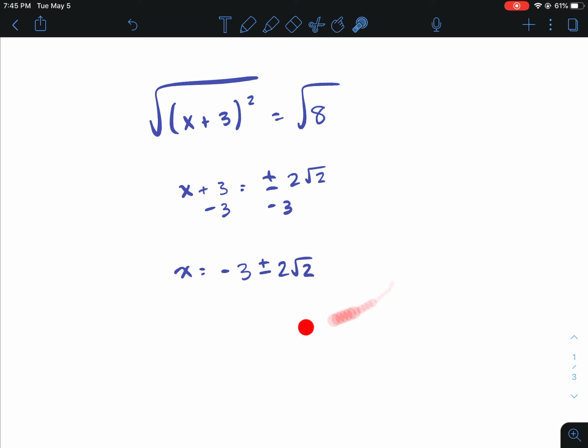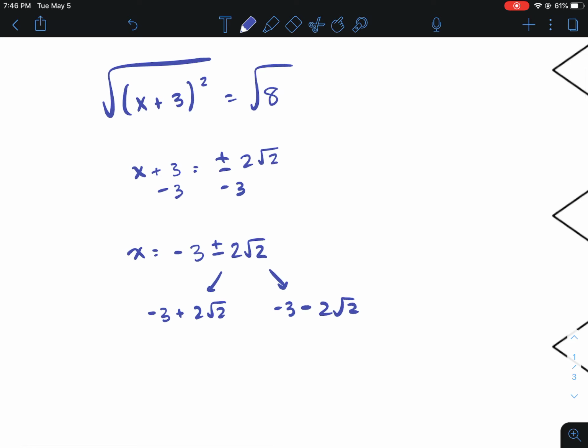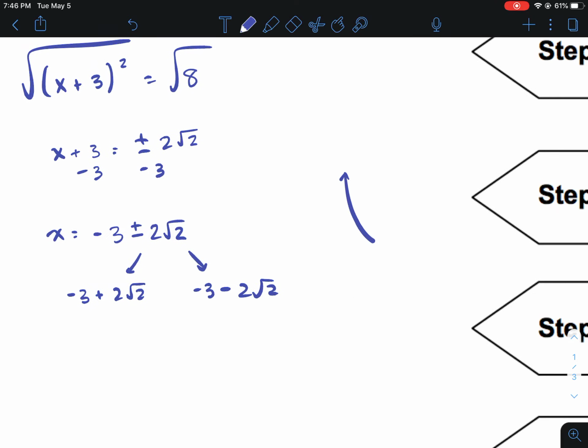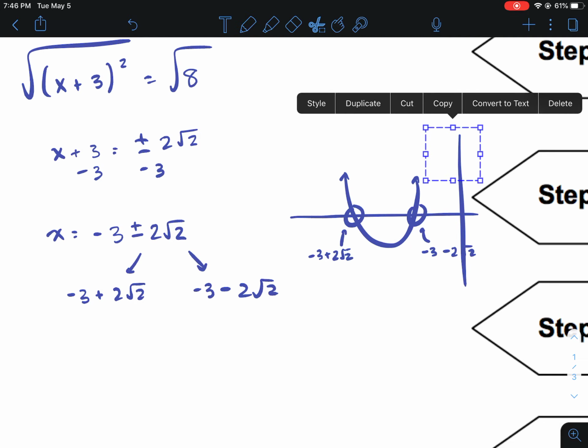And this is really two different solutions, right? This is when we take a negative 3 and add 2 root 2, and we take a negative 3 and subtract 2 root 2, right? And so these solutions are zeros of our quadratic, or if we were to graph this on the plane, we would get our two zeros here, right? Where one of these is negative 3 plus 2 root 2, the other is negative 3 minus 2 root 2, and I'm just realizing this parabola should be on the other side of this y-axis, maybe like somewhere here, right?